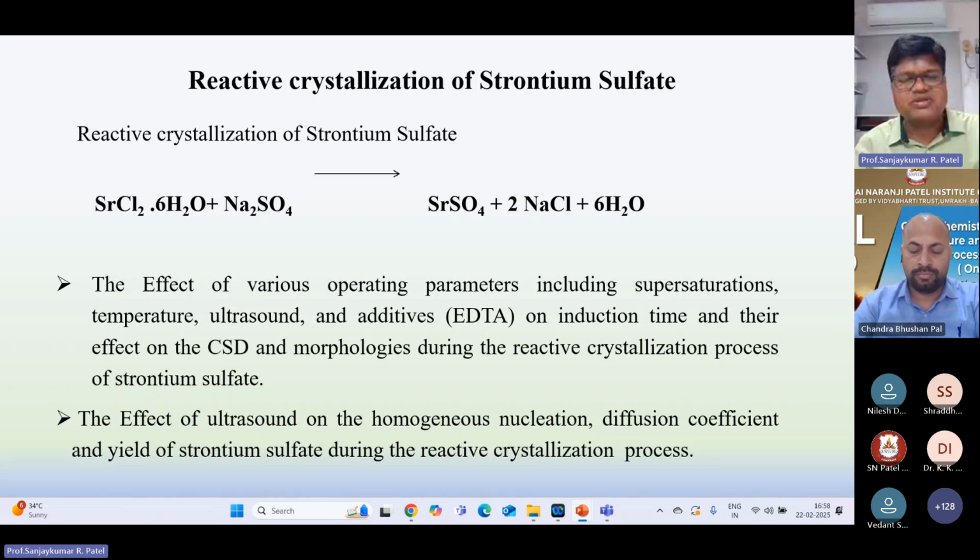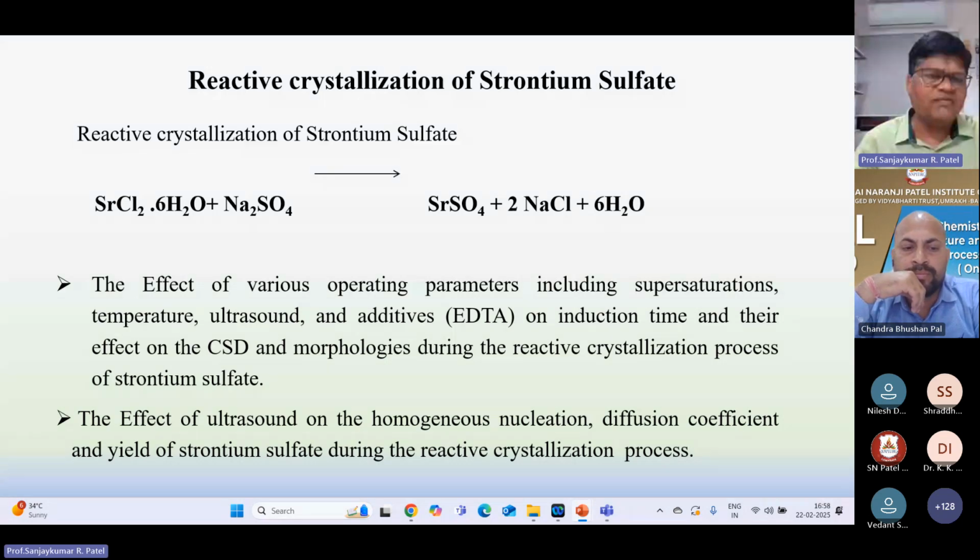But I'll give you another idea also, for getting some products with the help of another crystallization process, which is known as reactive crystallization.